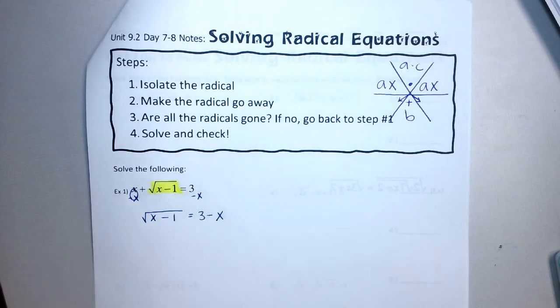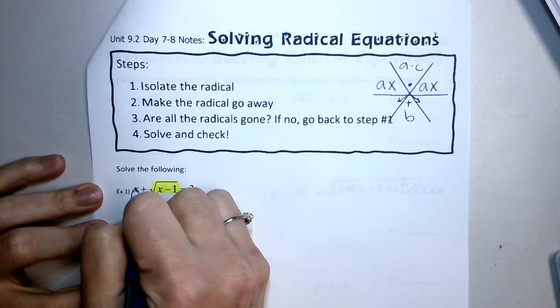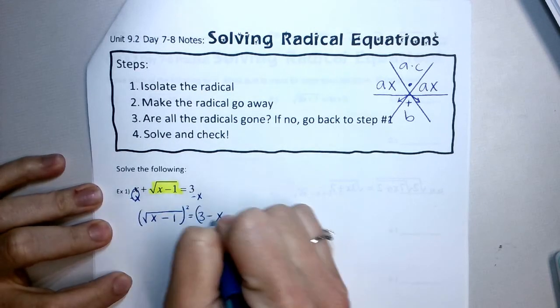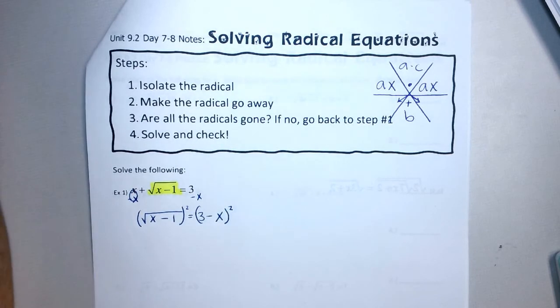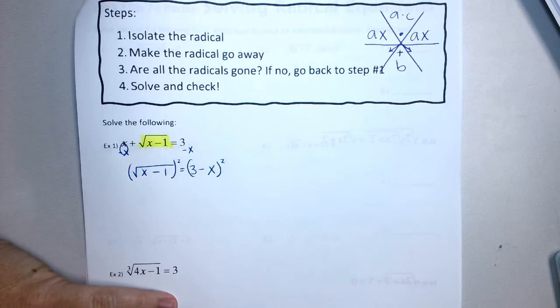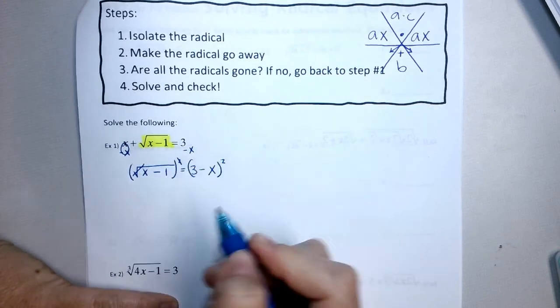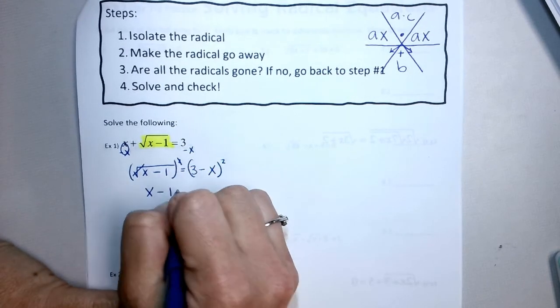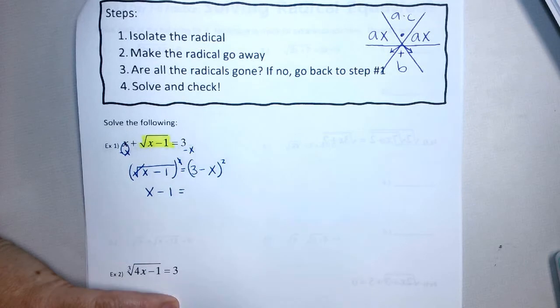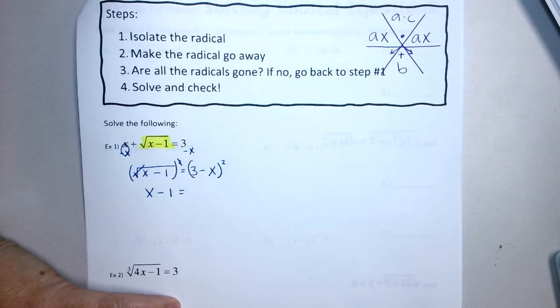Now, my radical is isolated, so now I need to make the radical go away. How do I make a square root go away? Multiply by 2. No. What's the opposite of square root? Square. So I'm going to square both sides. Now, when I square a square root, it cancels the square root. I'm left with x minus 1. Now, this is a binomial, so I need to double distribute. I need to write it twice and double distribute.